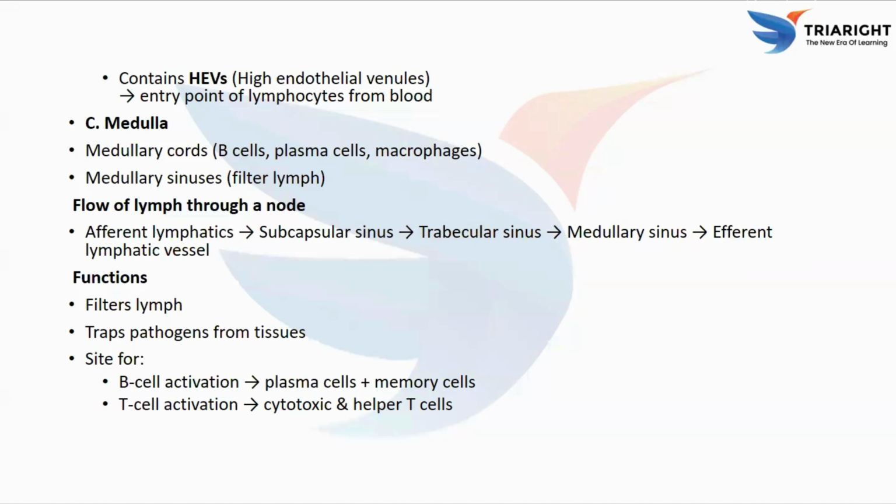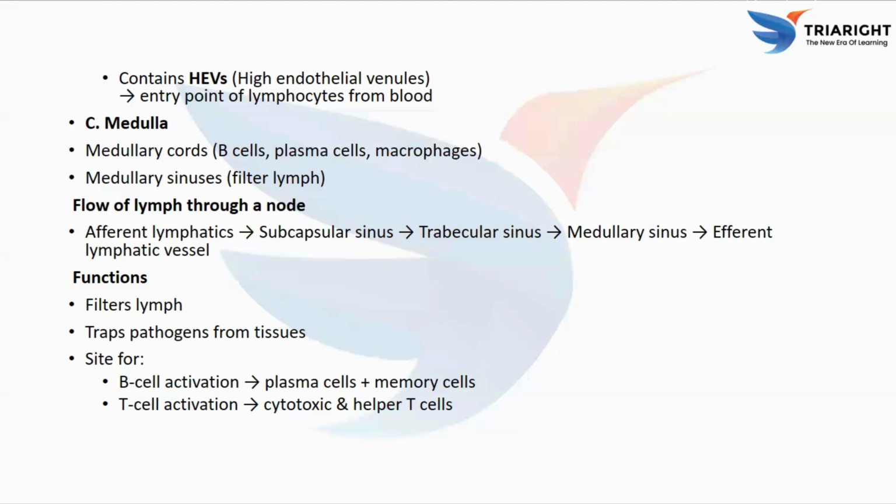So this third part of the lymph node is the medulla. So medullary cords. These are dense strands containing B cells and plasma cells. Plasma cells are the antibody producing cells, whereas macrophages are the phagocytes that eat the pathogens. So this medulla also consists of the medullary sinuses, as I have shown you in this picture. These are the open channels filled with flowing lymph.